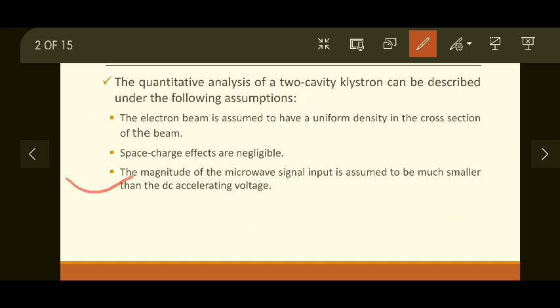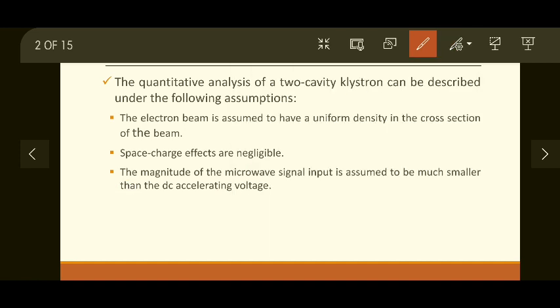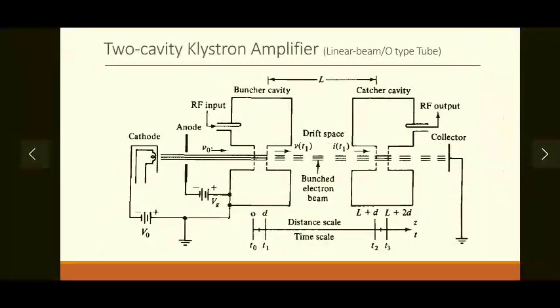Then the third one, the magnitude of the microwave input signal is assumed to be much smaller than the accelerating voltage. So the microwave input, that is our RF input, will be much smaller than the DC applied voltage. That is the third assumption. Now let's see the actual velocity modulation process.